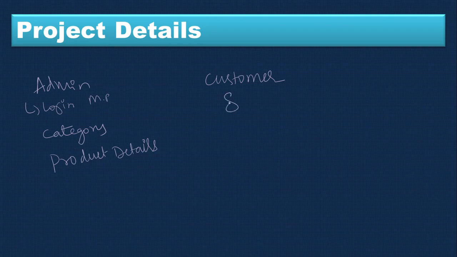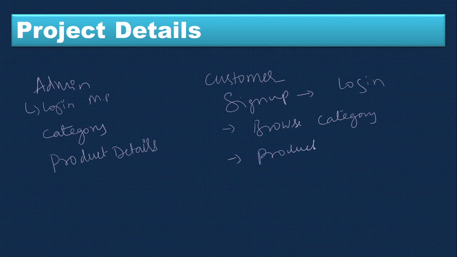Then, from the customer side, the customer has to sign up. Once the customer signs up, later he can log in. Once they log in, they can browse the categories. If you click a particular category, the product list will come. Or you can go to search straight away. In a search, you enter what you want to search.